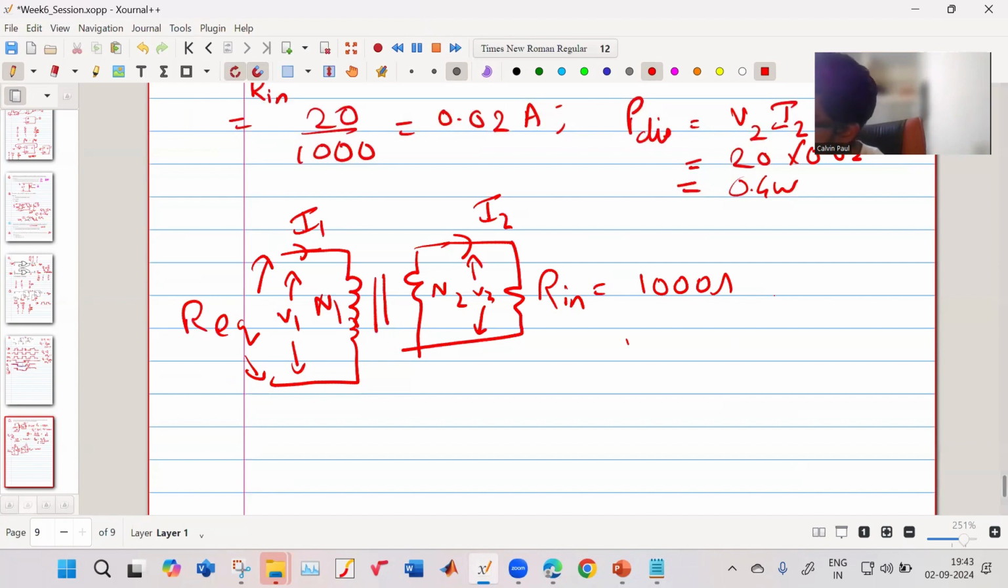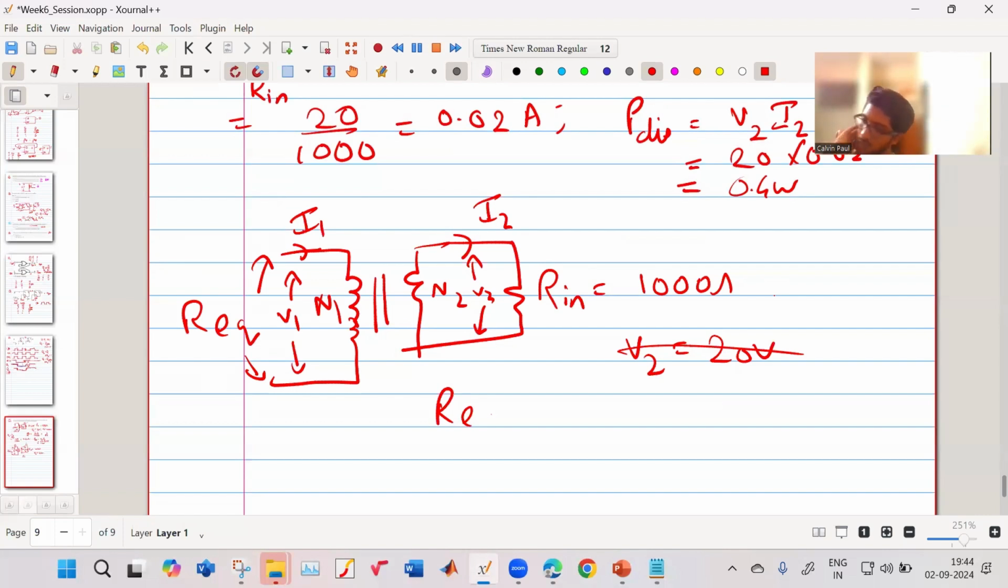It is coming 40, sir. My V2 is coming 40. 50 is coming, no? 40 is coming. 40. Yes, sir. Making it to be 40. Okay, we will derive. Let us see.